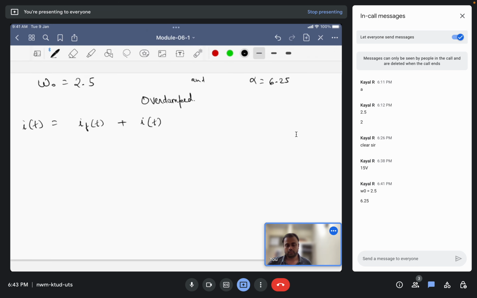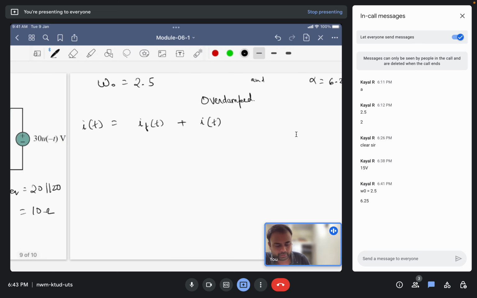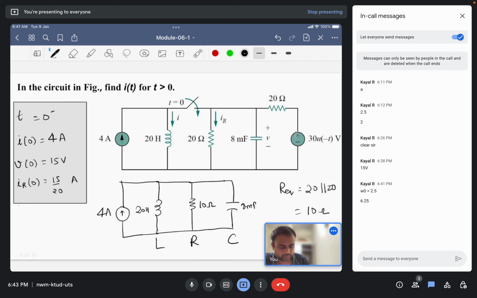So I f of t, what will be the forced current through the inductor? Here, as you can find, what will be the I of t, that is the forced current through the inductor. Please tell me the value. The inductor will behave as a short circuit here. So this portion will get shorted. If this portion gets short circuited, then all the current will be flowing from here. No current will go through the resistor or the capacitor. So I f will be 4 amperes.